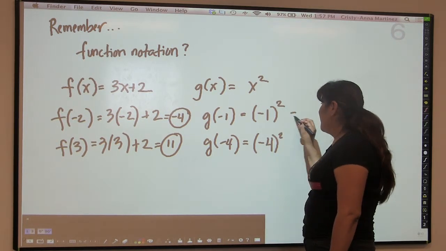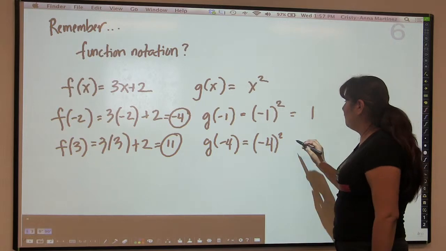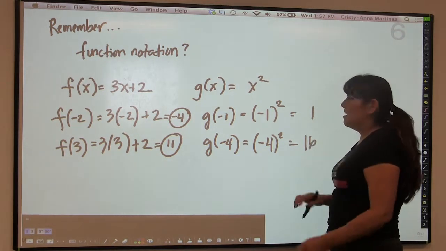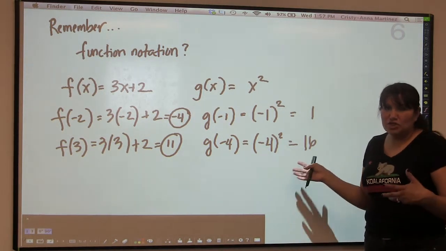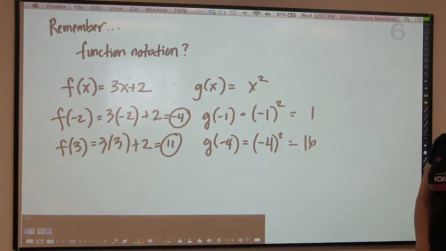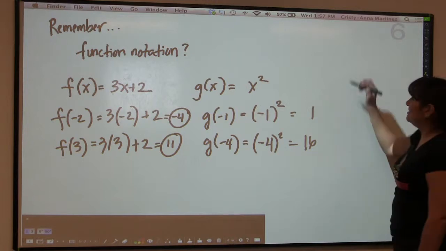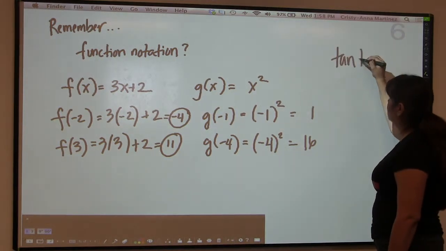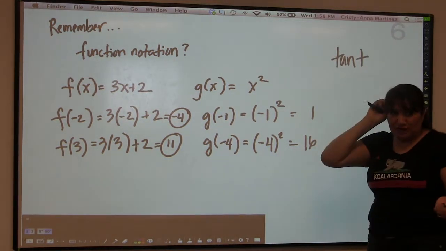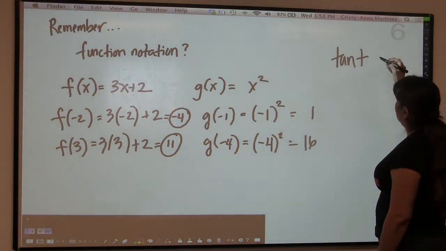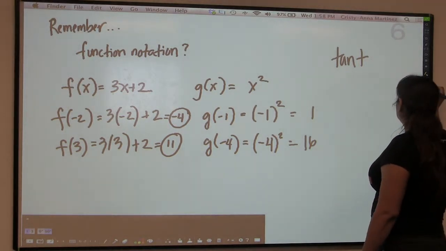But okay. Negative 1 squared is positive 1. Negative 4 squared is positive 16. We're not going to be doing function notation for our lesson today, but it is very important that you understand function notation, because when you guys see things like tangent t, it's really frustrating to me when I say something like, well, I'll just move the screen.